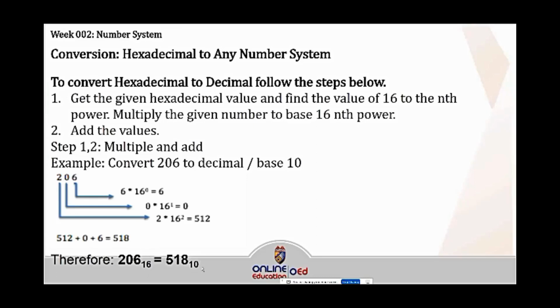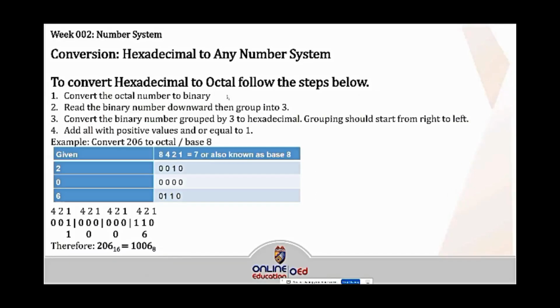Base indicates the number system. Now hexadecimal to octal, you are to follow the steps. Number to binary, you are going to use the 8421, which is equal to 7, also known as base 8. Again, align the values, get the number 2. To get the number 2, put 1 in the value of 2, the rest is 0. For the 0, all will be 0. For the 6, 4 plus 2, so 8 is 0, 4 and 2 are 1, and 1 is 0. That's how you convert.